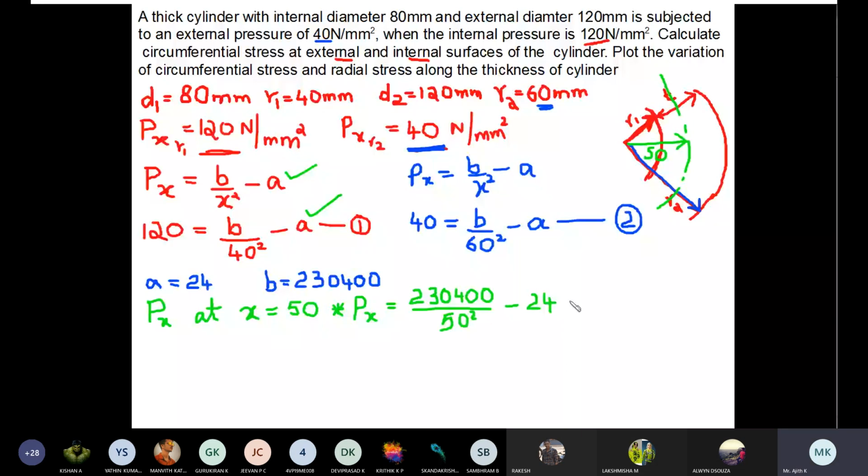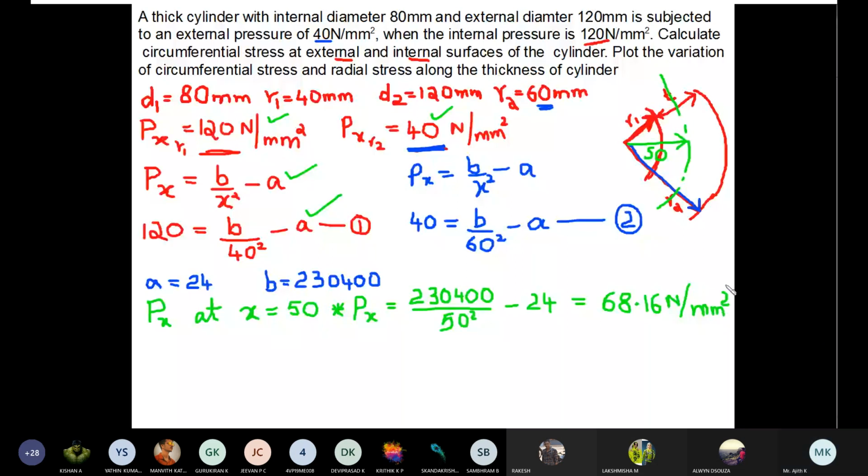Obviously, this value should be in between 120 and 40, because at the inner surface the value is 120, and at the outer surface the value is 40. When you substitute, you will get px at mid surface as 68.16 Newton per mm square. So this is about the px value, or radial pressure, at 3 different points. Half of the problem is complete now.